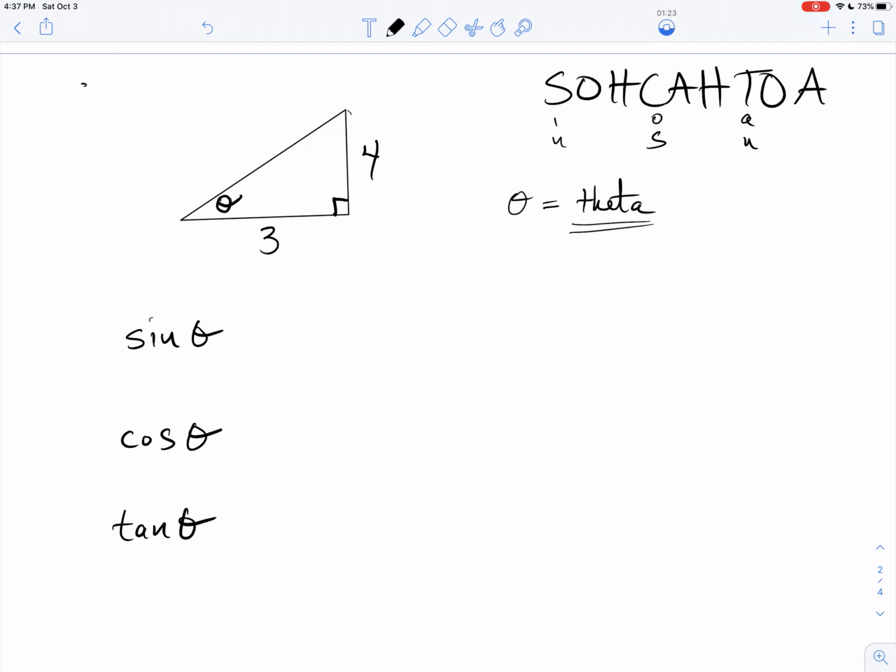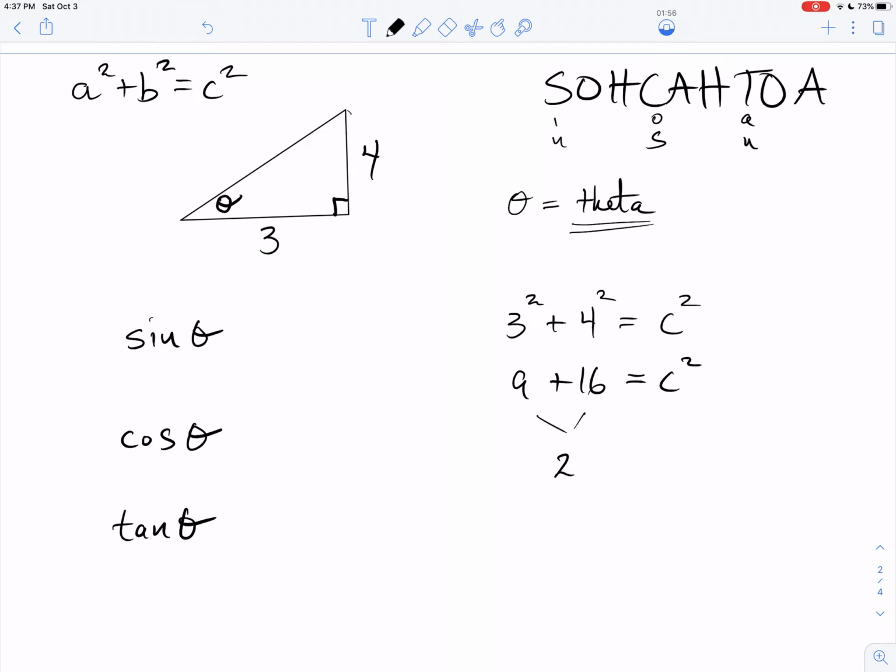I'm going to use my buddy Pythagorean theorem that says a squared plus b squared equals c squared. And I could pick either leg to be a. So in this case, I'm going to get 9 plus 16 equals c squared. But I got to add those together. I don't take the square root yet. That'd be crazy. I'd get the wrong answer. I have to combine these, and I say, oh, that's 25.